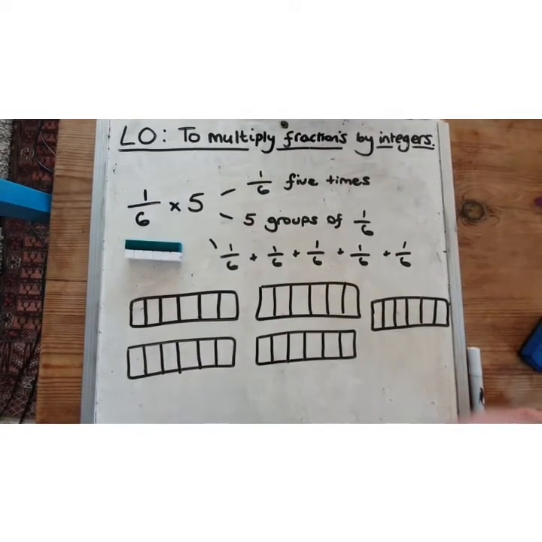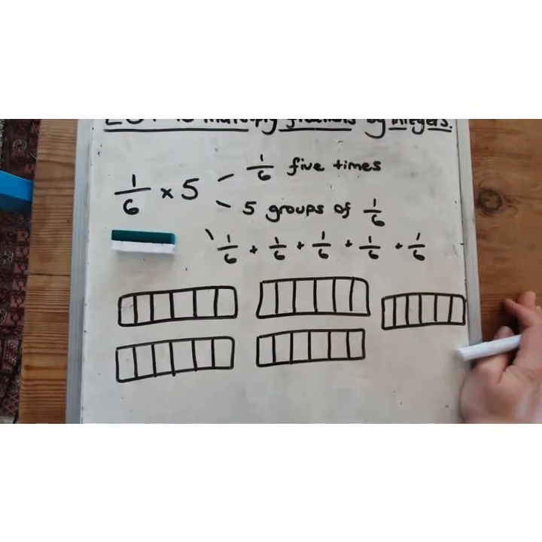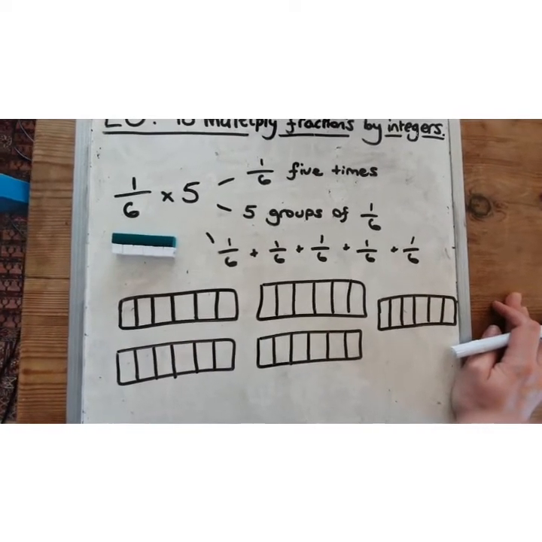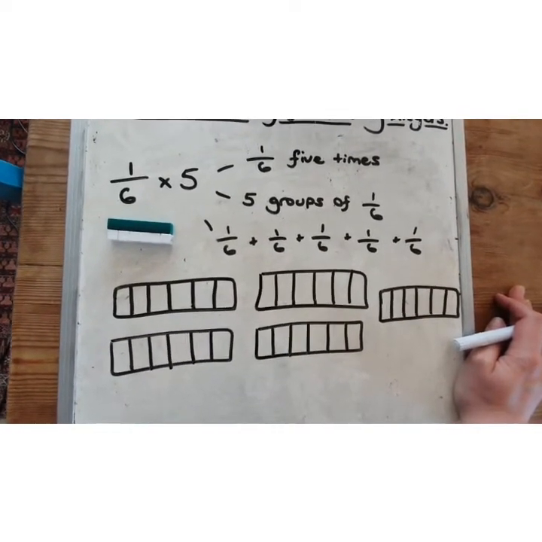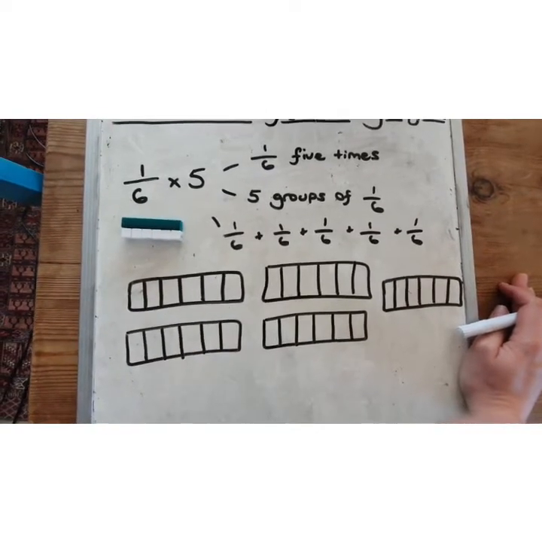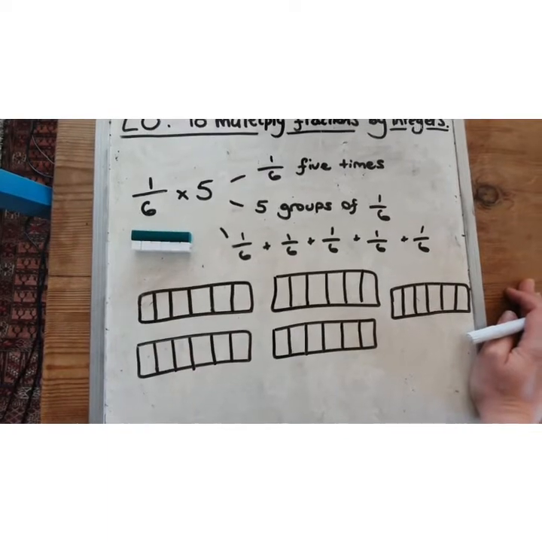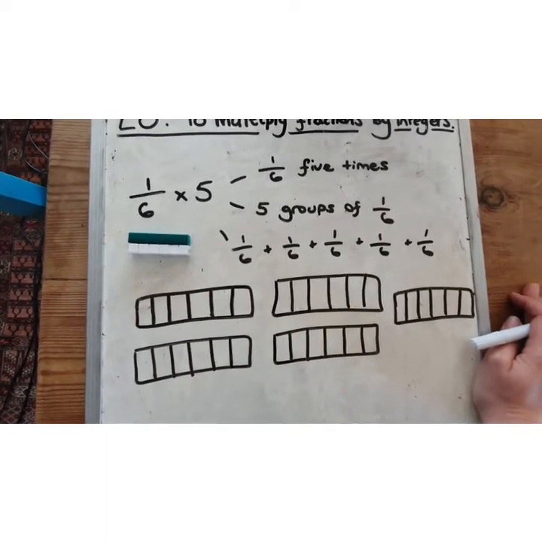Okay, let's try another one. Let's see if we can get this one right. This question is 1/6 times 5. So if you think you can have a go at answering that, see if you can write it down now, and then I'm going to go through how I would answer this, and then we can see if you got the right answer. 1/6 times 5.